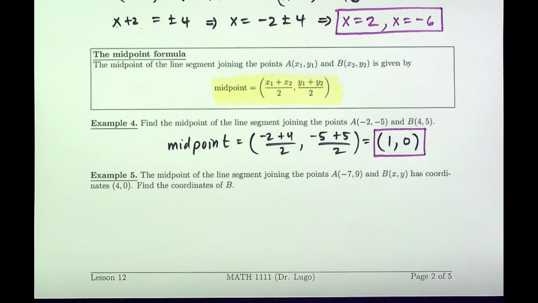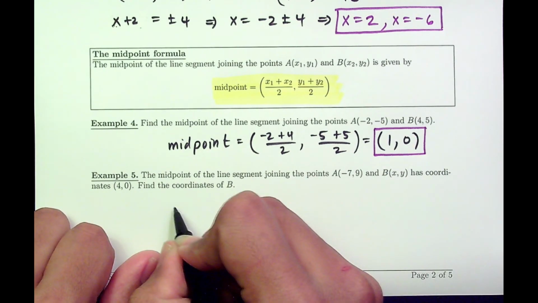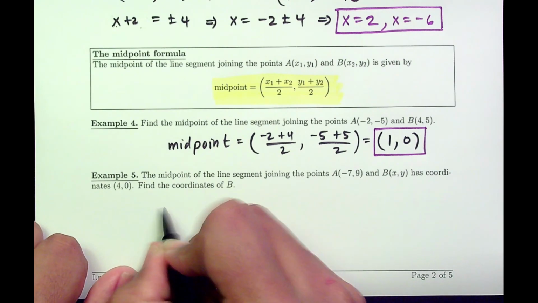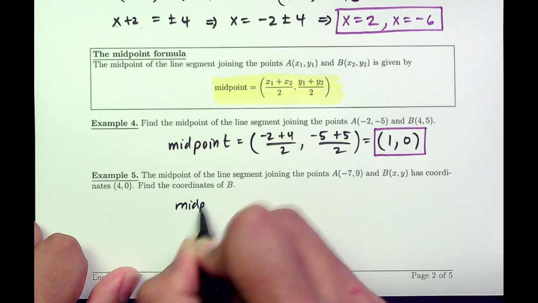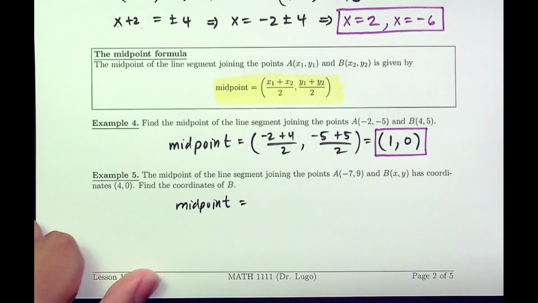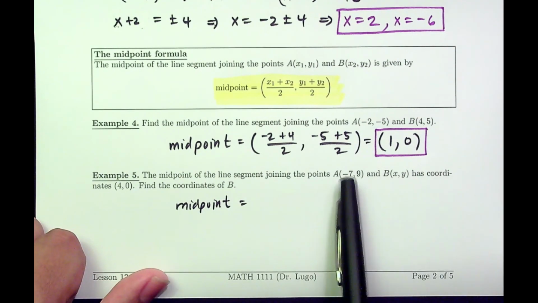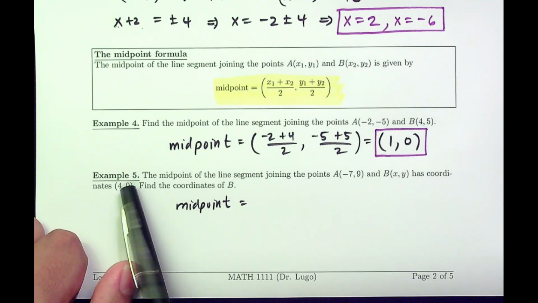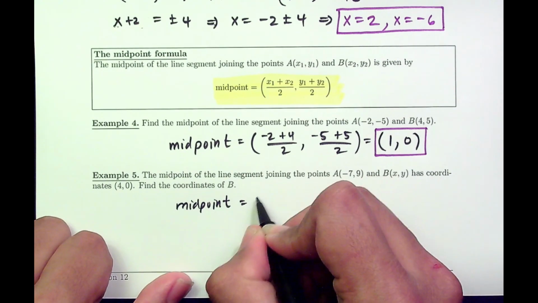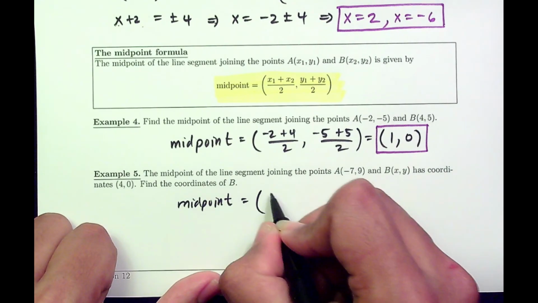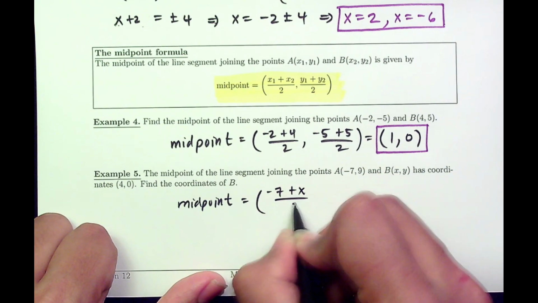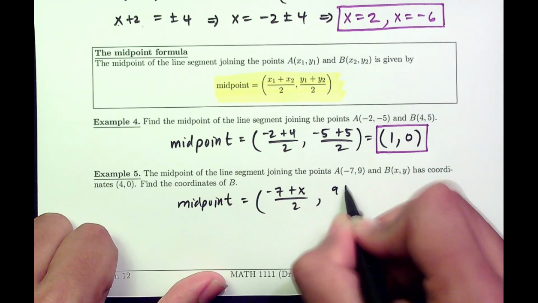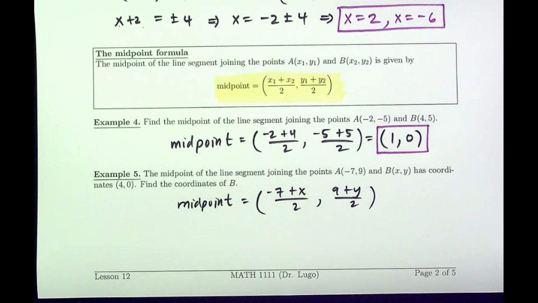So let's use the formula. How do you find the midpoint? Well, you just take the average of the coordinates of these two points, because these are the endpoints. So you take the average of these, so you say (-7 + x) divided by 2, and then (9 + y) divided by 2. So that's the midpoint. If we knew x and y, then that's how you find the midpoint.